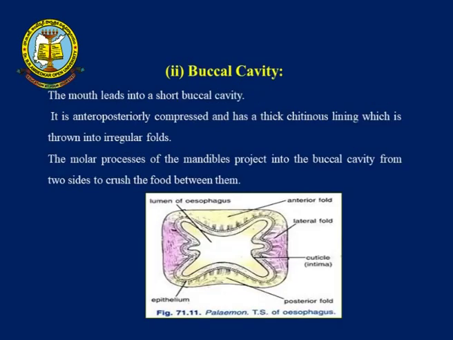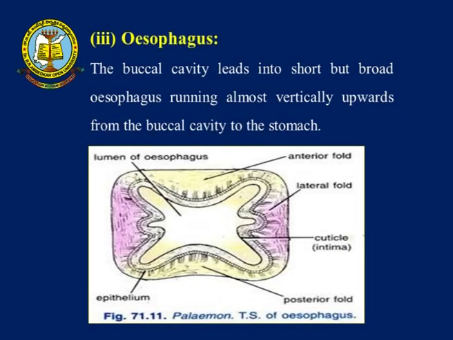Talking about the buccal cavity, the mouth opens into a very short buccal cavity, which is anterior-posteriorly compressed and has a thick chitinous lining thrown into irregular folds. You can see the irregular folds, with a very short anterior fold and very long posterior and lateral folds. The lateral folds again have short subfoldings. The buccal cavity opens into the esophagus, and the esophagus runs vertically upwards from the buccal cavity into the stomach.